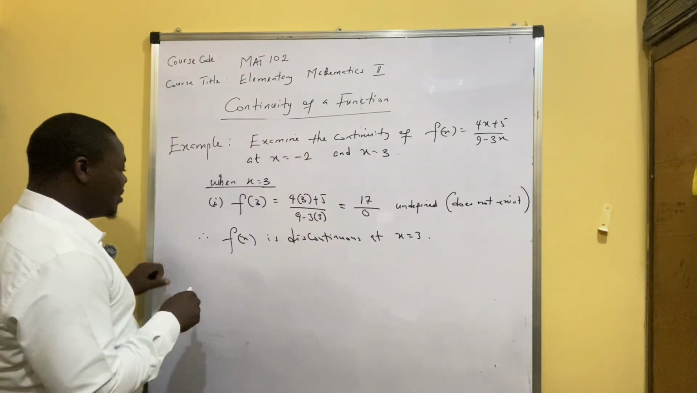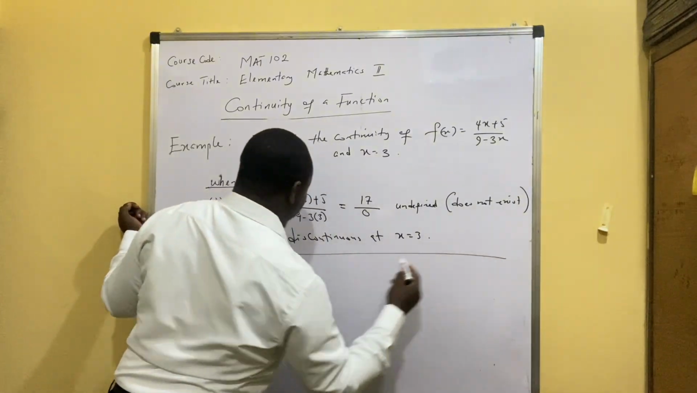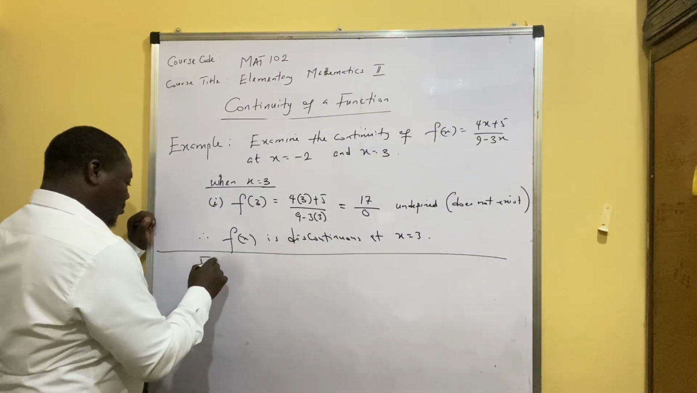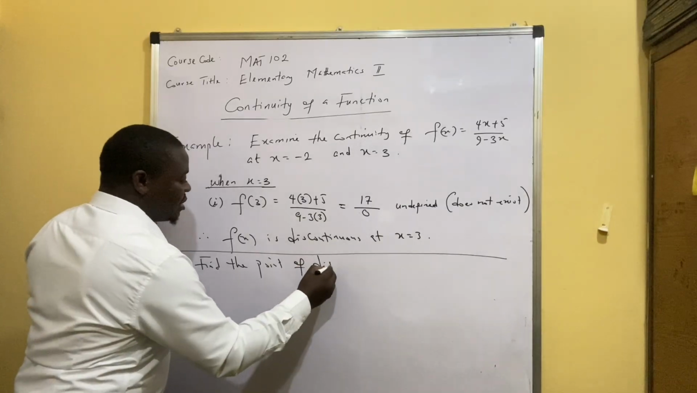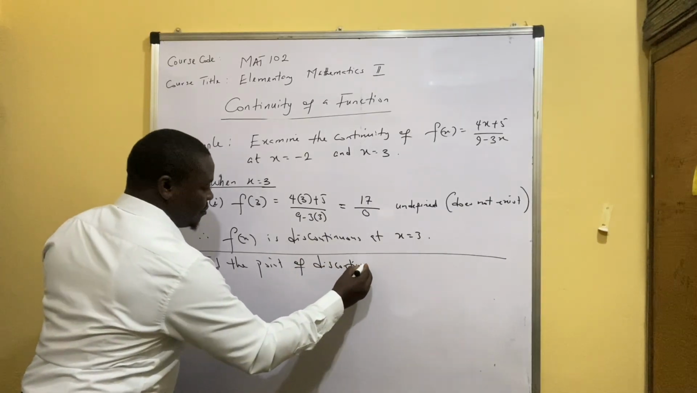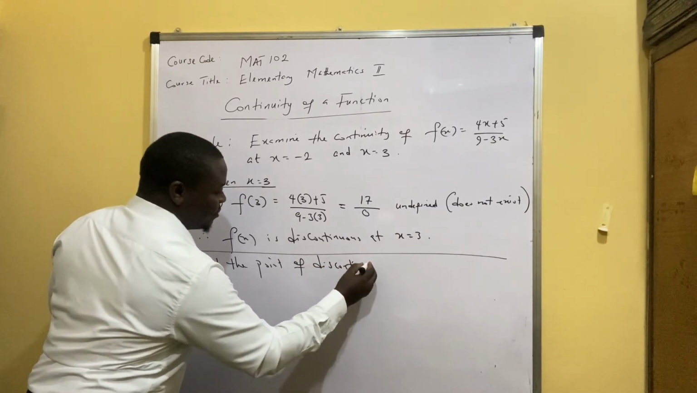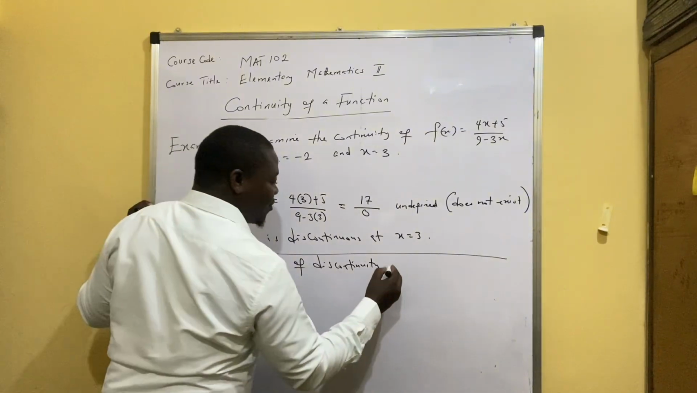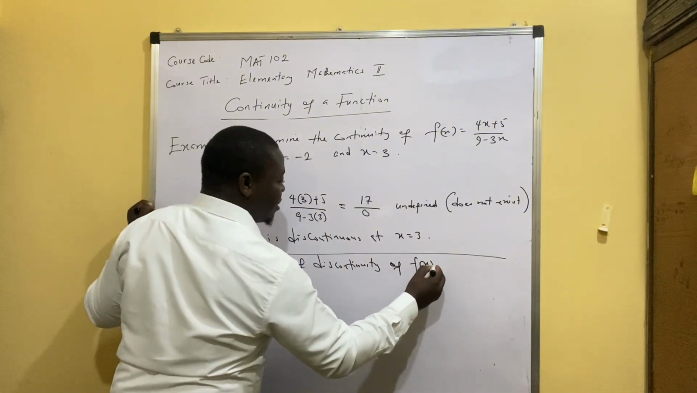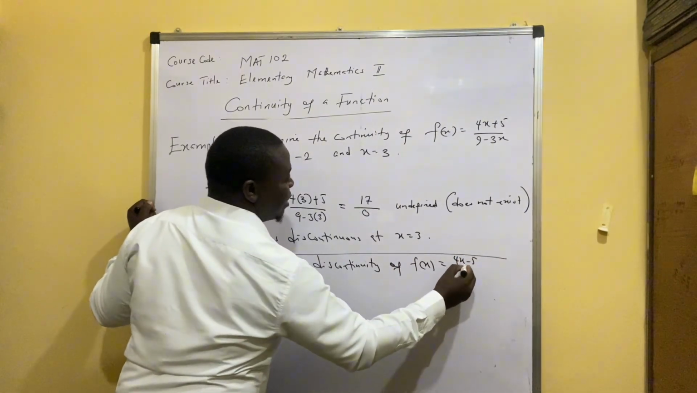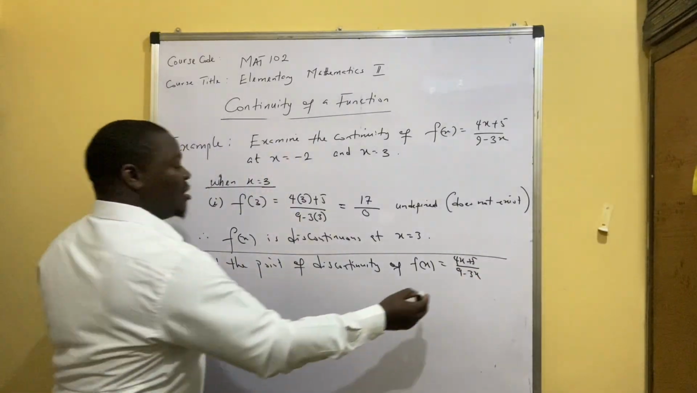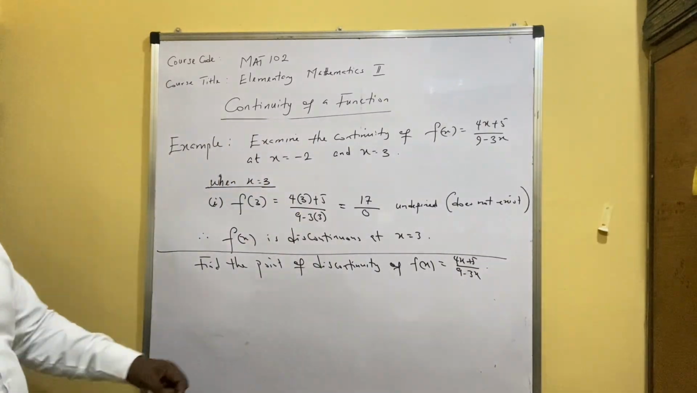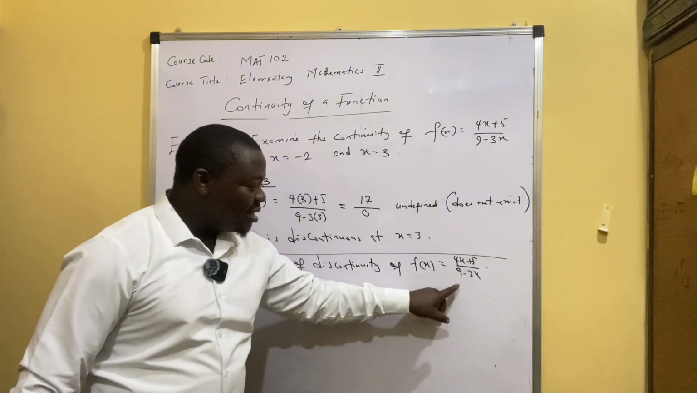Okay, so let's say another way the question can be framed for discontinuity, so that we can find the point of discontinuity of f of x equals 4x minus 5 plus 5 over 9 minus 3x. So if you have this kind of question, all you need to do is to find the value of x that makes the denominator equal 0.